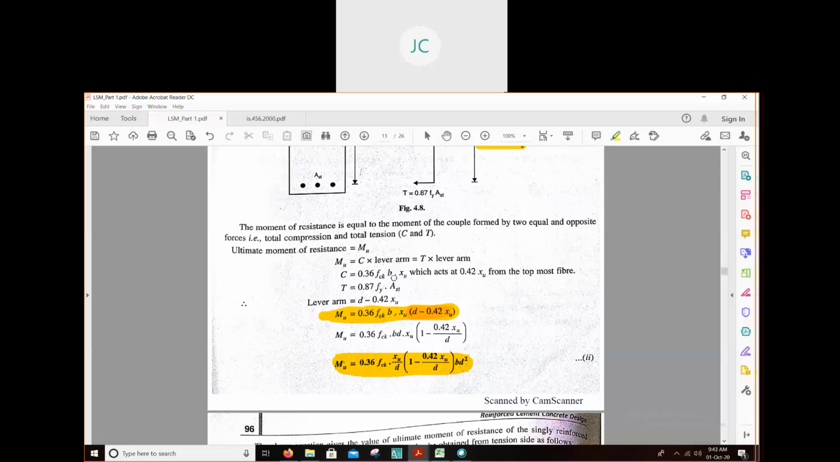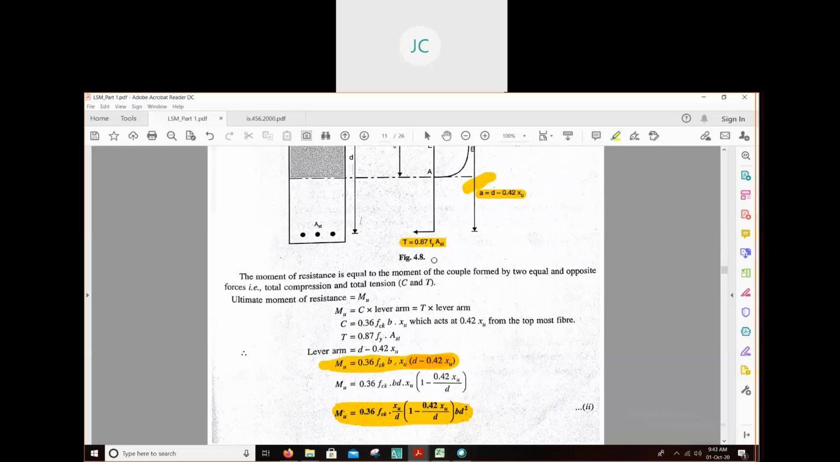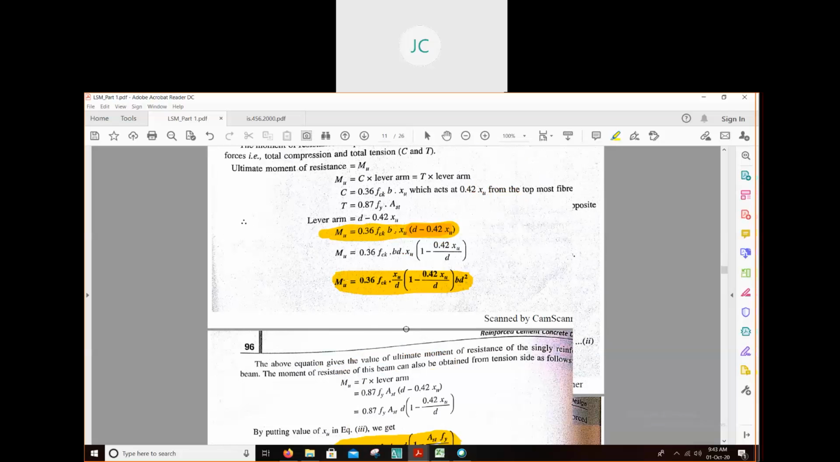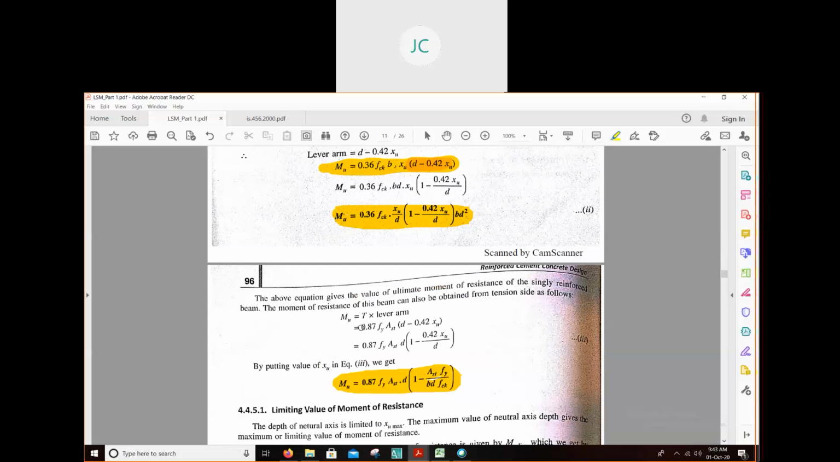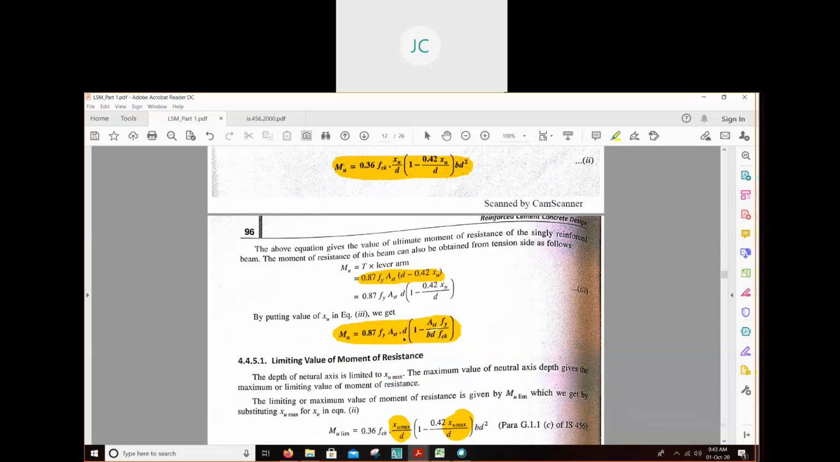Similarly, if you use total tension into the lever arm, then the formula will be T into this distance. T is 0.87 fy Ast into (d minus 0.42 xu). Similarly, you can simplify this. Derivation is not at all required, only the formula is required. So moment of resistance equals this formula.